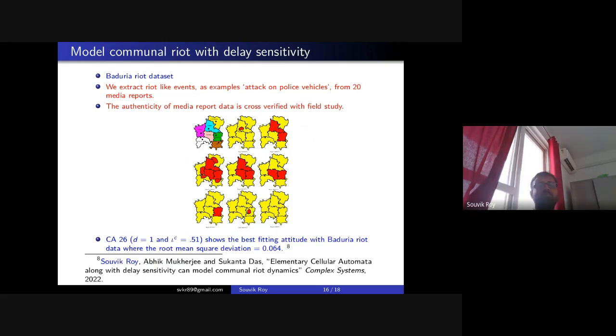Not only for this riot, we have also explored the 2011 French riot, 2015 French riot, 2011 London riot, and we say that for this sudden up and sudden down, rule 18 is able to model it. Slow up and slow down, rule 154 is able to model it. So all these rules are applicable not only for this particular case study we have done, but for other cases also, and this is also reported in the paper in Complex Systems.